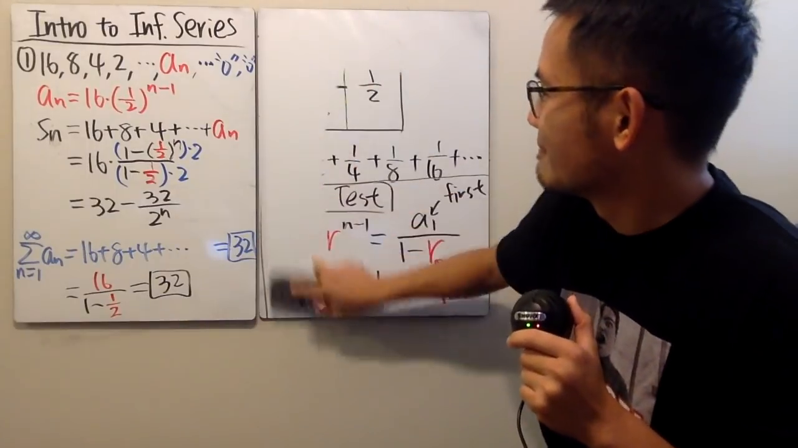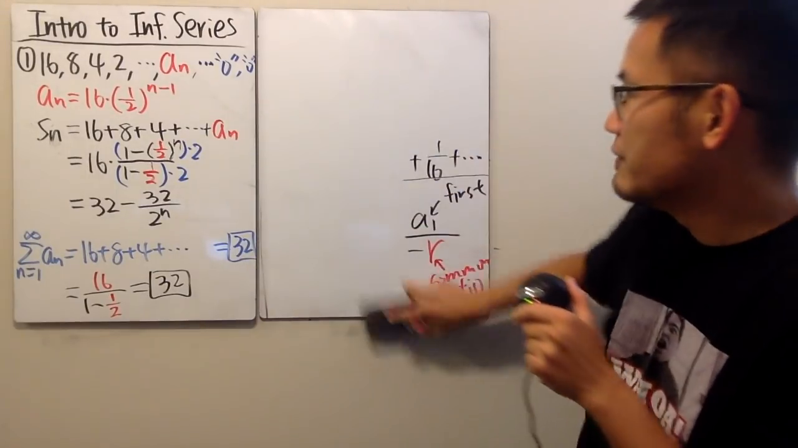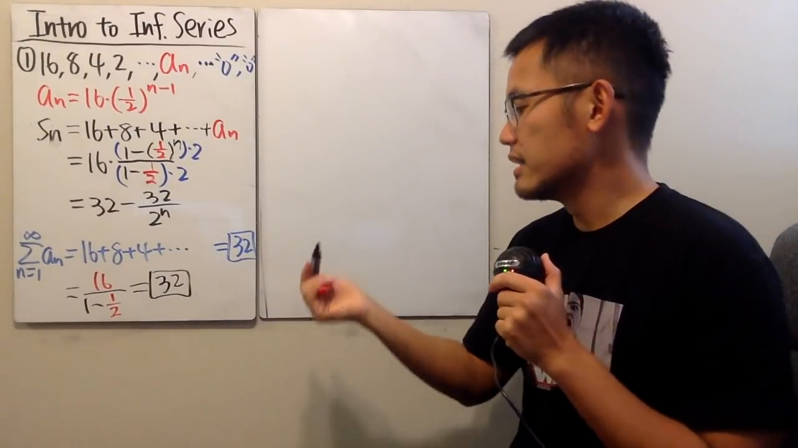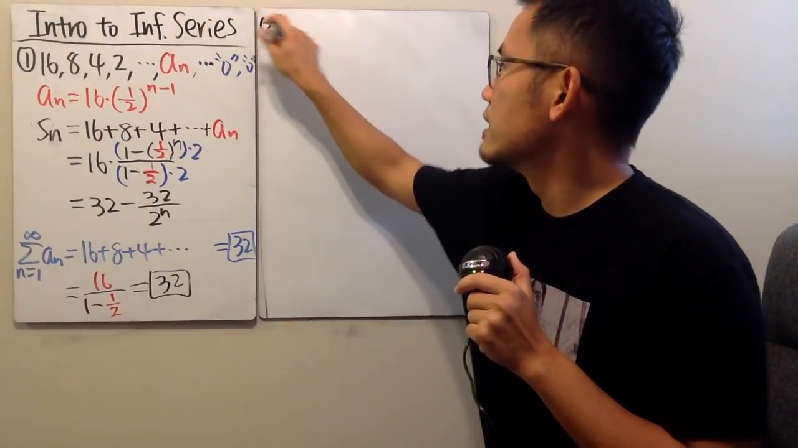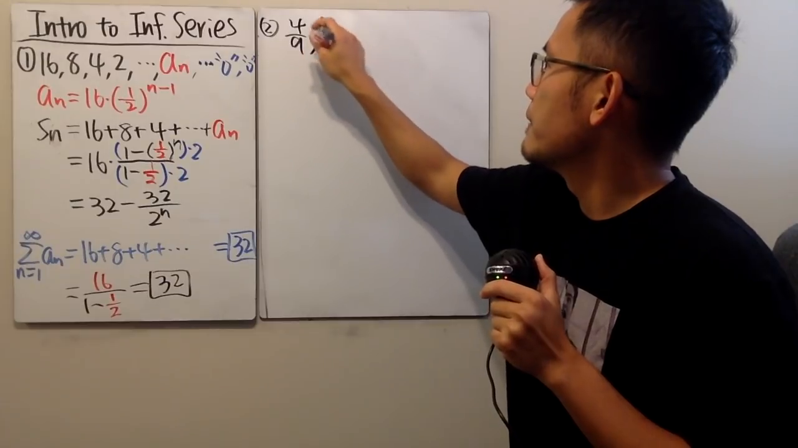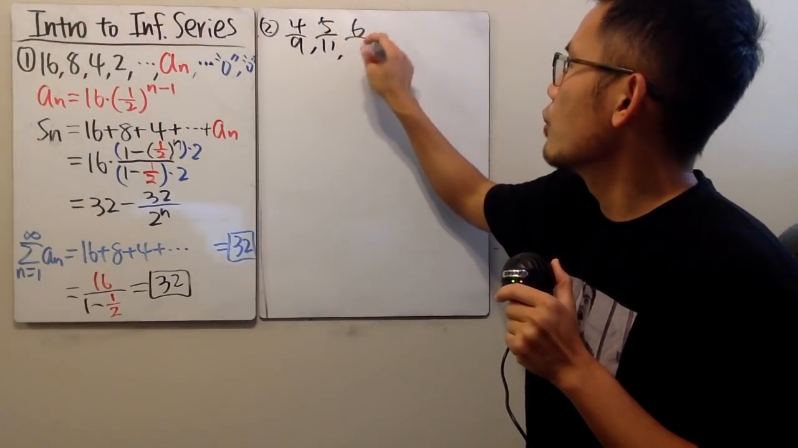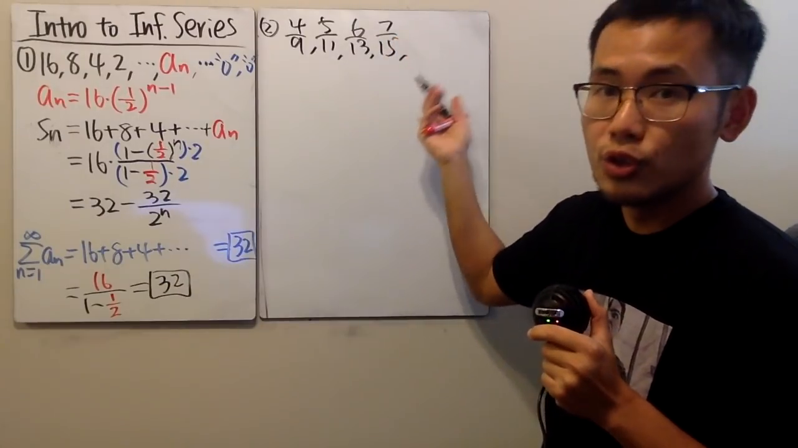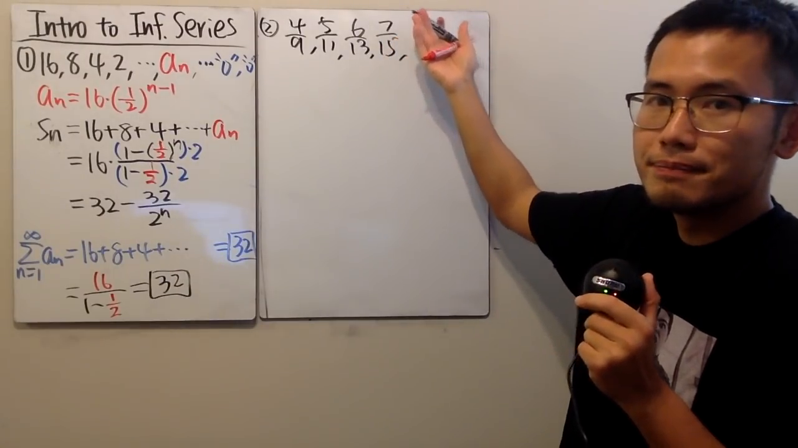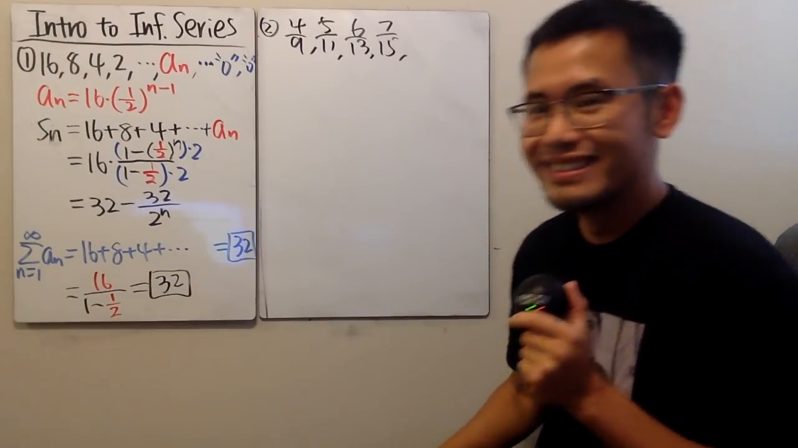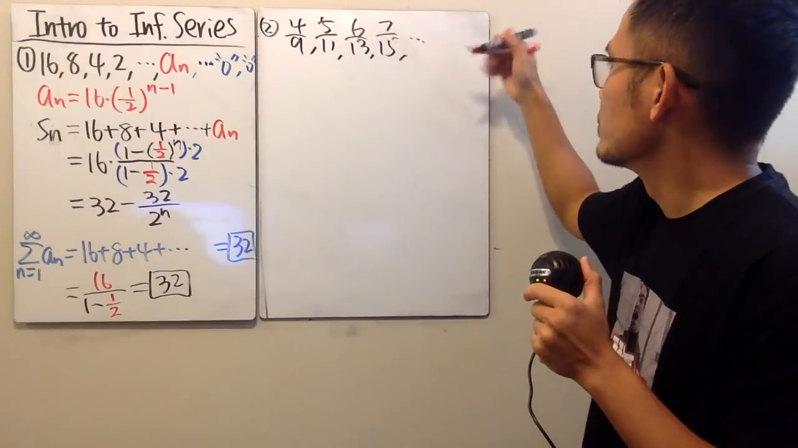All right. Now, I'm going to leave that on the board because here is the next example that's rather different. So here we have 4 over 9, 5 over 11, 6 over 13, 7 over 15, and so on, so on, so on. The next one should be what? 8 over 17. Have we seen this already? Yes. So let's go ahead and just do this real quick.